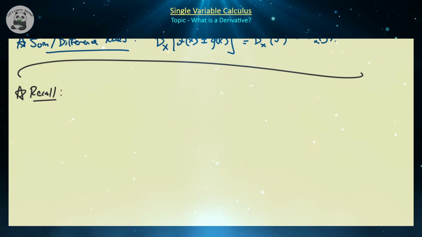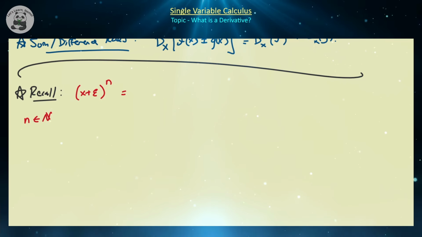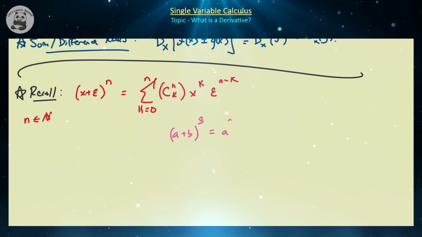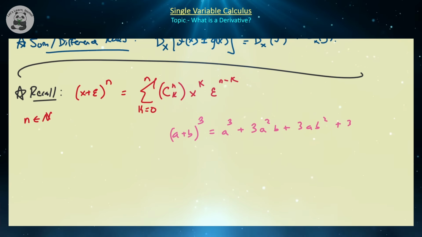from foundational mathematics. Recall that if we have the expression x plus epsilon raised to the power of n, where n is a natural number, then by the binomial expansion theorem, this is just going to be equal to the sum from k equals 0 to n of the n-choose-k binomial coefficient times x to the power of k times epsilon to the power of n minus k. Right? So in terms of a quick demonstration of how to use this, for example, a plus b to the power of 3 is going to be equal to a cubed plus 3a squared b plus 3ab squared plus b cubed at the very end.